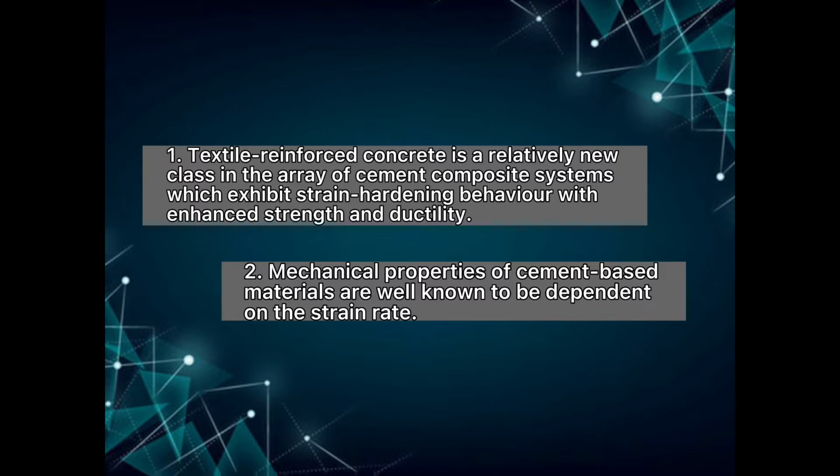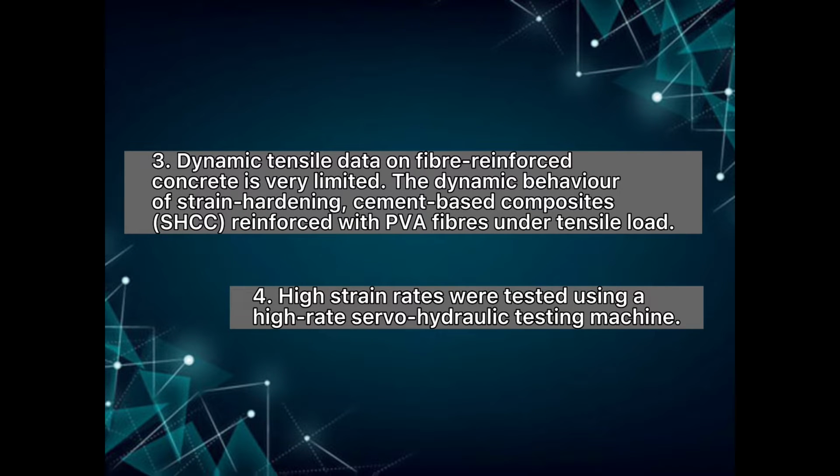Most of the experimental studies under high strain rate have been performed using split Hopkinson bar (SHB) tests on cylindrical specimens or a modified SHB apparatus with state-of-the-art instrumentation. Next, dynamic tensile data on fiber-reinforced concrete is very limited. The dynamic behavior of strain hardening cement-based composite (SHCC) reinforced with PVA fiber under tensile load was shown that for tensile tests performed at strain rates up to 10 to 2/s, with increasing strain rate SHCC exhibited an increase in tensile strength and a decrease in strain capacity.